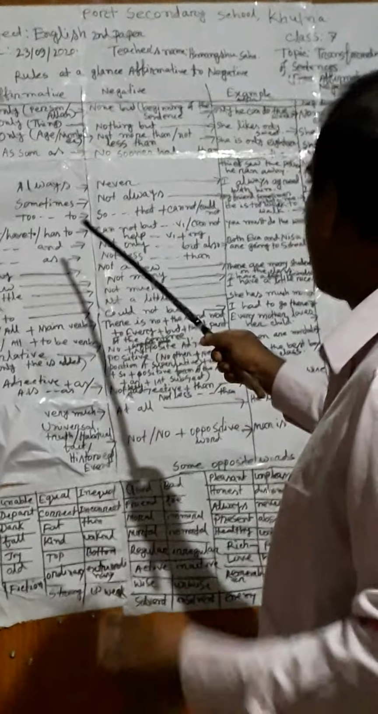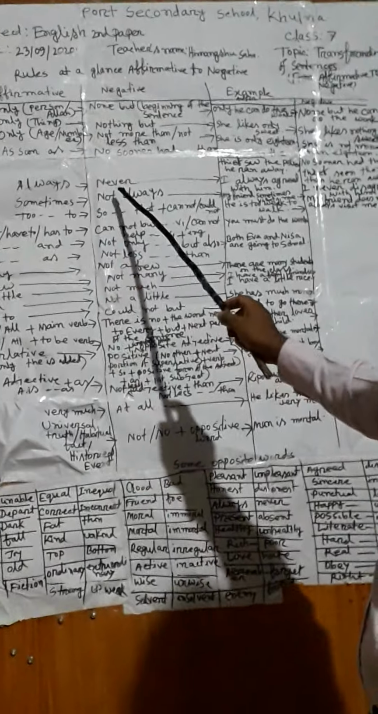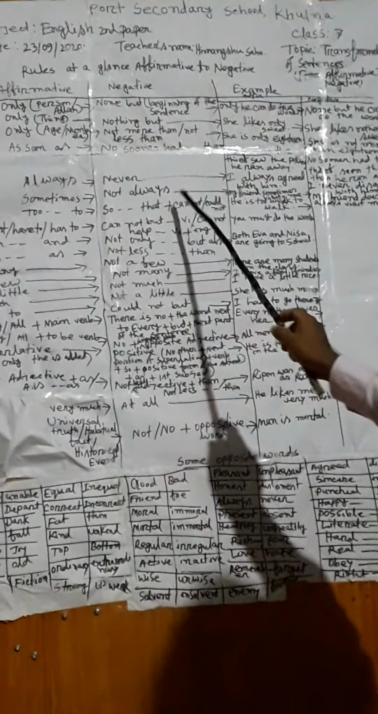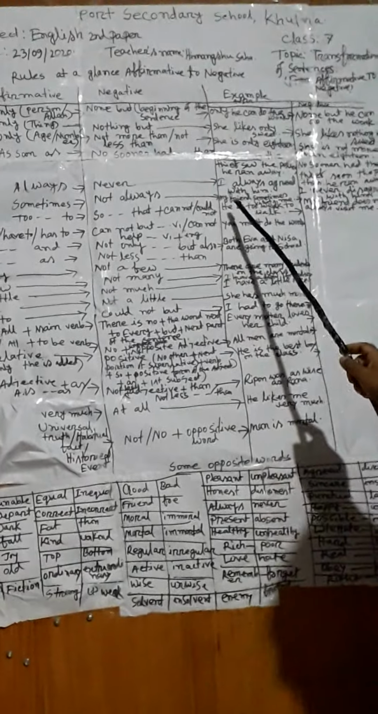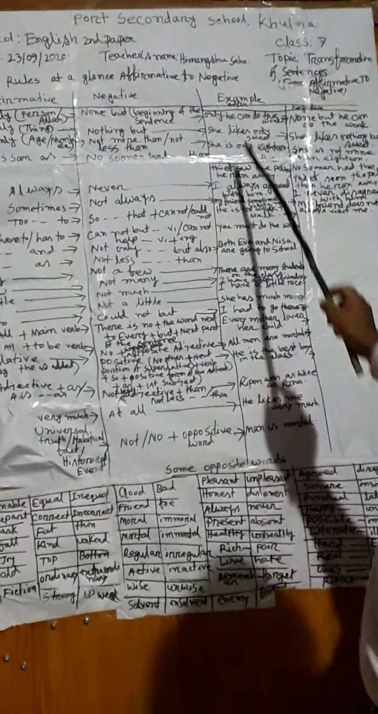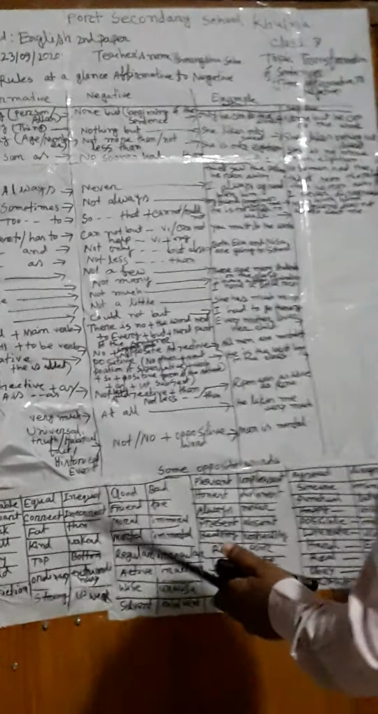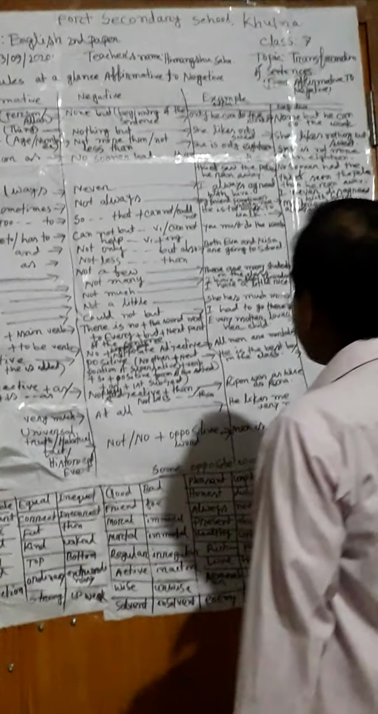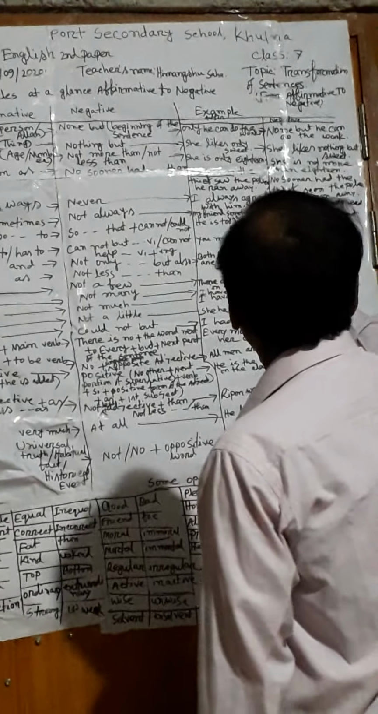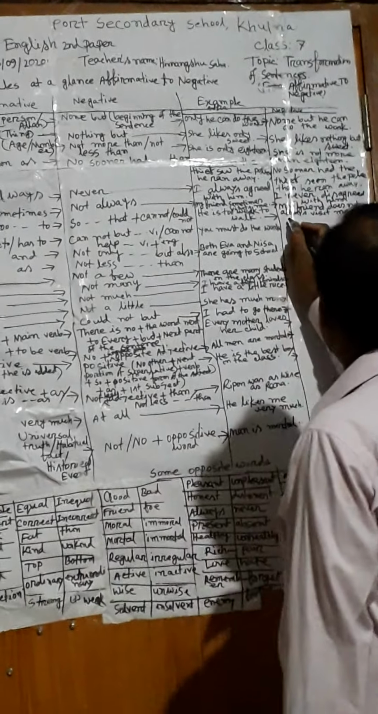Next rule, too. If you find too in an affirmative sentence, you have to use so that plus cannot or could not plus verb. For example, he is too weak to walk, and then the answer will be, and this sentence will turn into a negative one in this way.